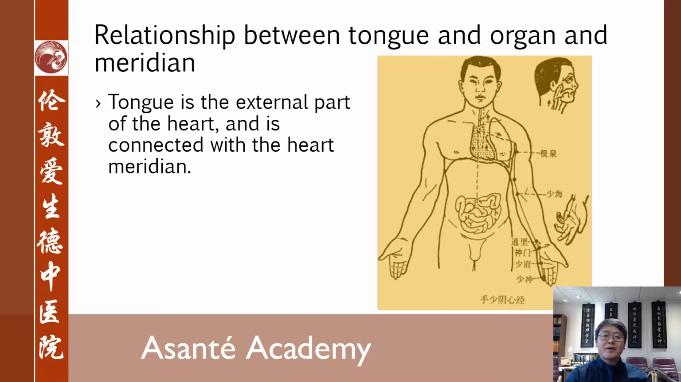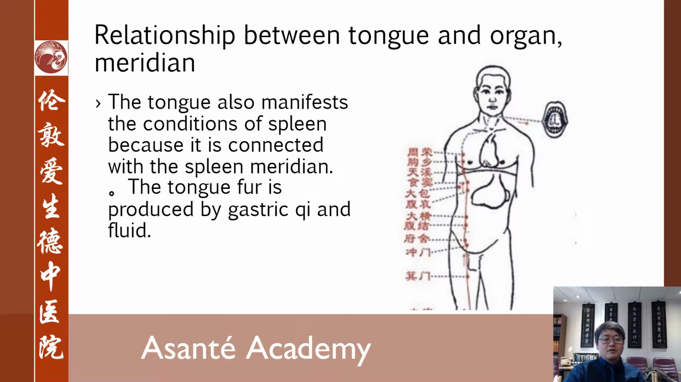The tongue is the external part of the heart and is connected with the heart meridian. The tongue also manifests the conditions of the spleen because it is connected with the spleen meridian. Moreover, the tongue fur is produced by gastric qi and fluid.